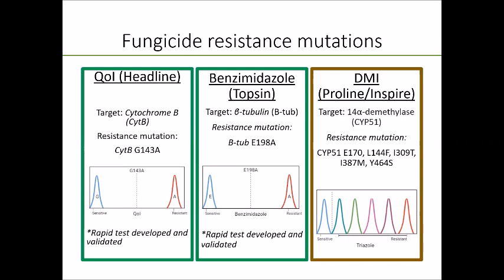But for the DMIs, the resistance is very much quantitative. And so you have a spectrum of resistance that's been associated with a number of different mutations, and we label those E170, L144F, and so on. But the critical part of identifying a molecular probe for DMI resistance would be to figure out what mutation leads to this first step. What's the critical mutation that leads to an isolate's ability to be resistant? And that's what we started digging at here.